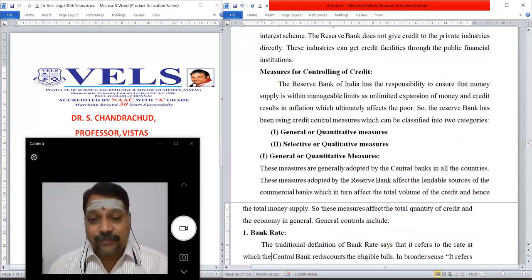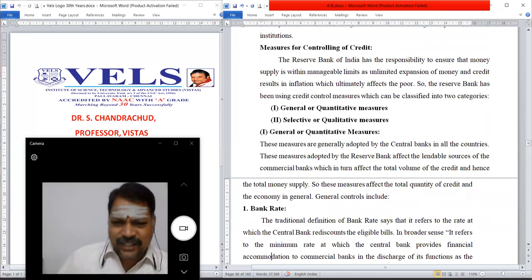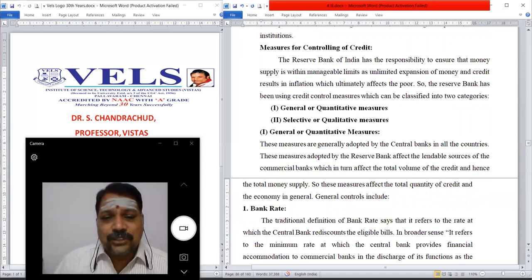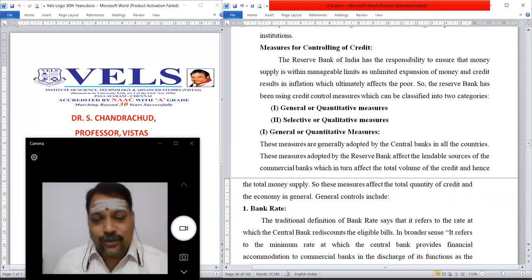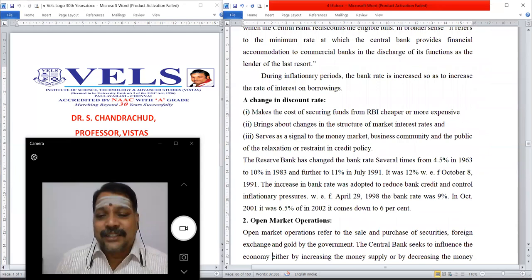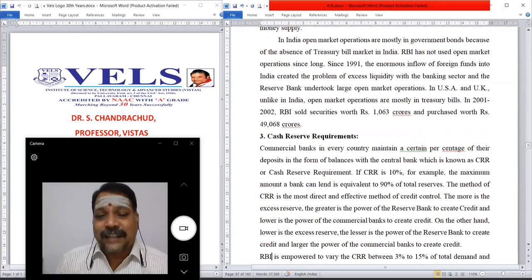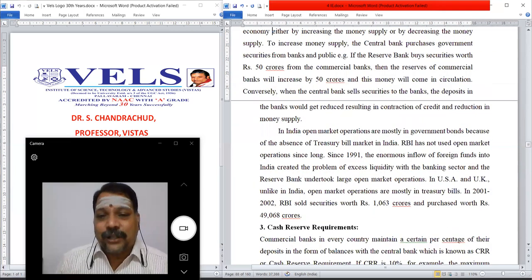General measure means quantitative. That is, these measures are generally adopted by the central bank in almost all the countries adopting this particular method. These measures adopted by the Reserve Bank affect the lendable sources of commercial banks, which in turn affect the total volume of credit and hence the total money supply. So these measures affect the total quantity of credit in the economy in general. The general controls include a few operations like bank rate, changes in the discount rate, open market operation, cash reserve requirement, and SLR, statutory liquidity ratio. We will see them one by one.